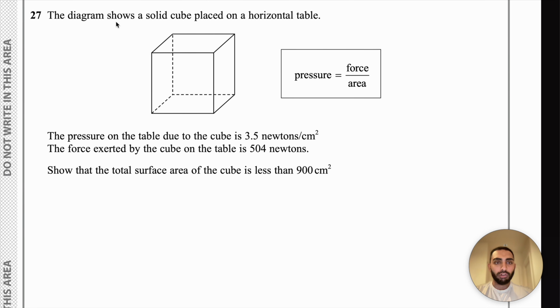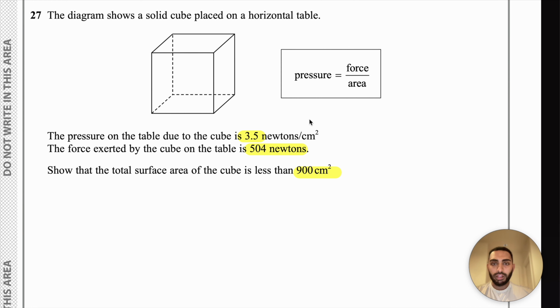Question 27. The diagram shows a solid cube placed on a horizontal table. Pressure on the table due to the cube is 3.5 newtons per centimeter squared. The force exerted by the cube on the table is 504 newtons. Show that the total surface area of the cube is less than 900 centimeters squared.